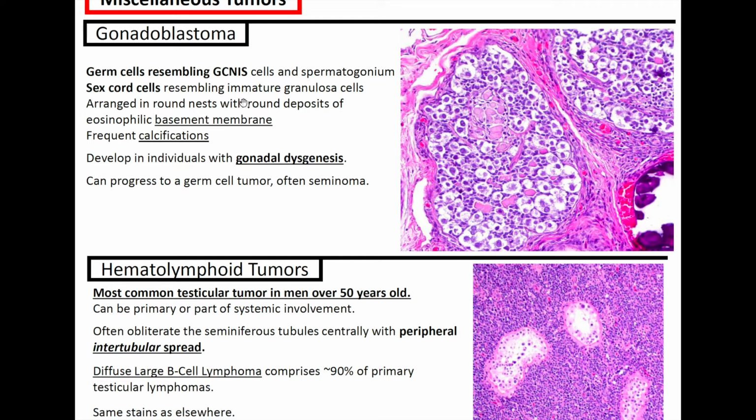The next category are some miscellaneous tumors of the testes. First up, we've got gonadoblastoma. These are made up of germ cells resembling GCNIS cells and spermatogonia, sex cord cells resembling immature granulosa cells, and they're arranged in round nests with round deposits of eosinophilic basement membrane, and frequently they have calcifications. Gonadoblastomas develop in individuals with gonadal dysgenesis, and they can progress to a germ cell tumor, often seminoma.